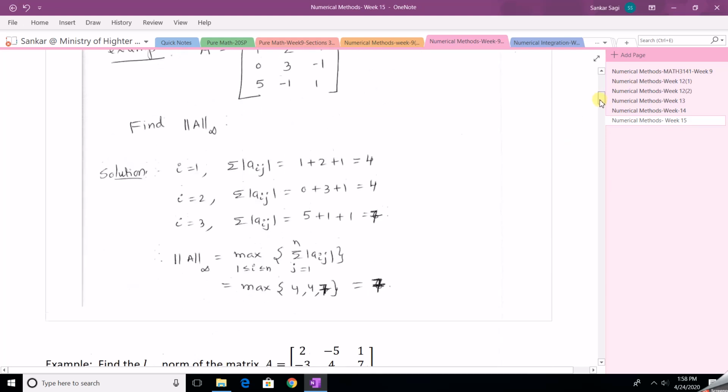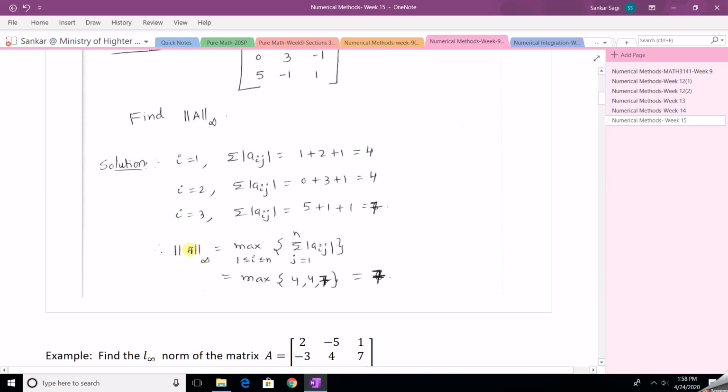Therefore, the L infinity norm of A is the maximum over i, with i between 1 and n, of the sum over j from 1 to n of modulus of Aij. That is the maximum of these sums 4, 4 and 7. Maximum of 4, 4, 7 is 7. Therefore, the L infinity norm of this given matrix is 7.